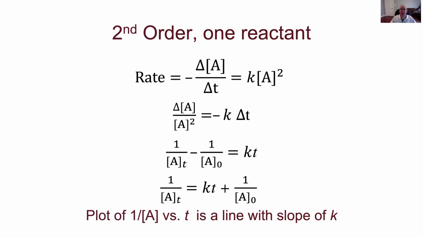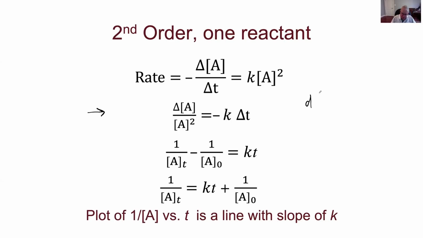So if I have a reaction where reactant A reacts according to second order kinetics, then the rate is still minus the change in A over the change in time. Now that's equal to k times the concentration of A squared, right? This step here takes my separation of variables, and so that's the point at which I would change the deltas to differentials, right?